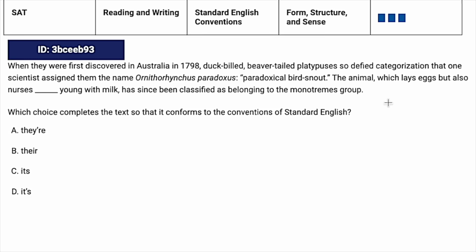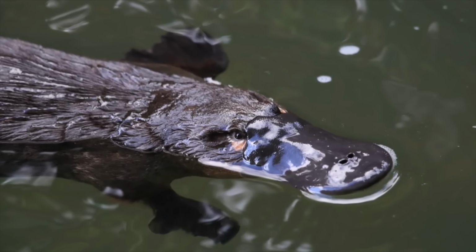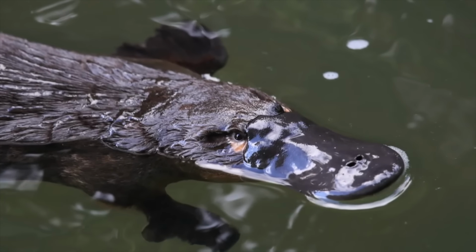And I'll start from the beginning here just to get context. When they were first discovered in Australia in 1798, duck billed, beaver tailed platypuses so defied categorization that one scientist assigned them the name OP. Whenever you've got these scientific words that are way too long, just call them by their initials. Paradoxical bird snout. That's hilarious. But yeah, platypuses are pretty weird looking, huh?